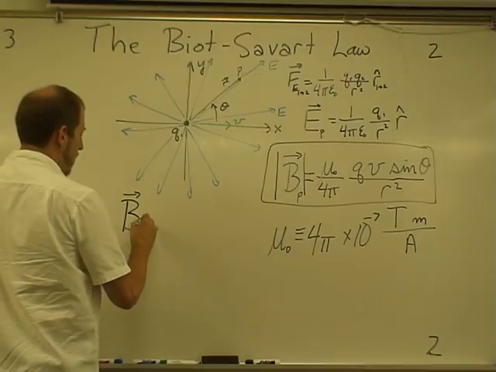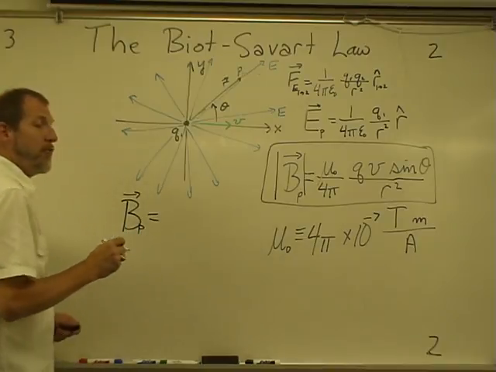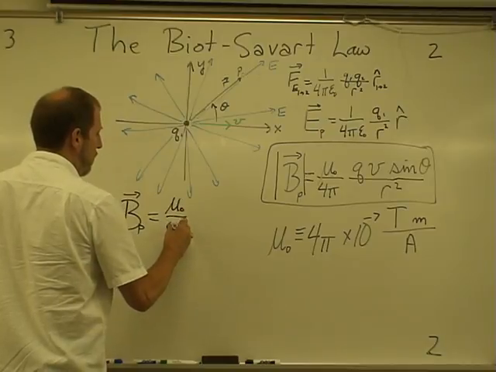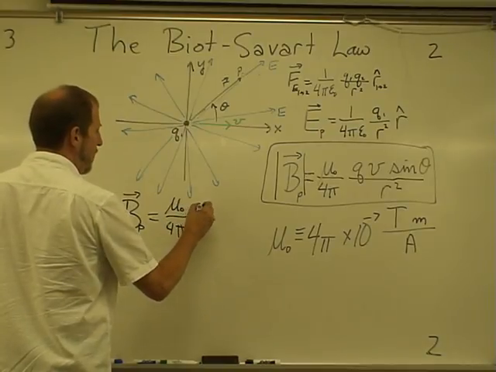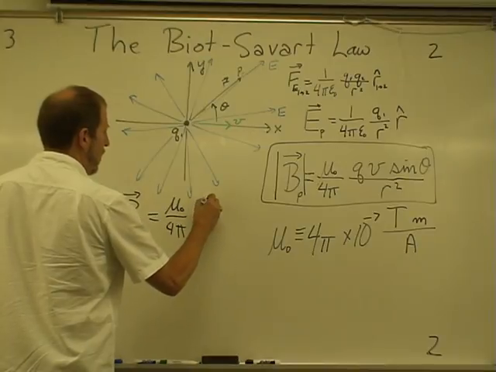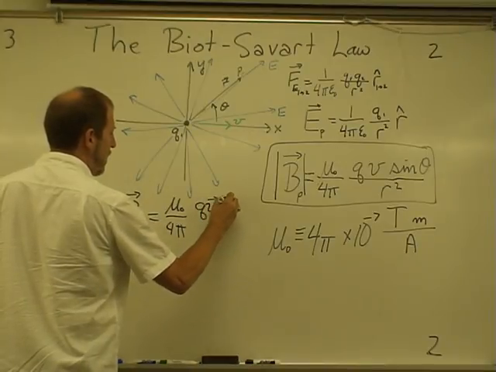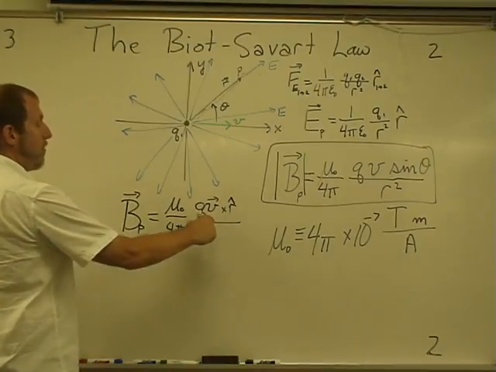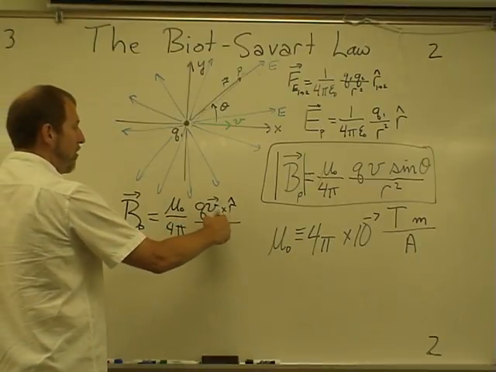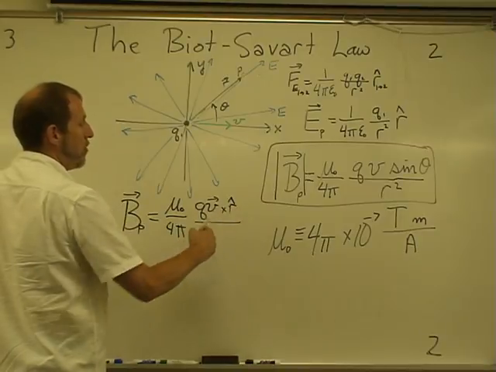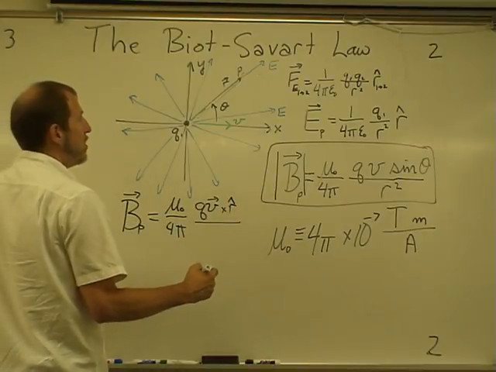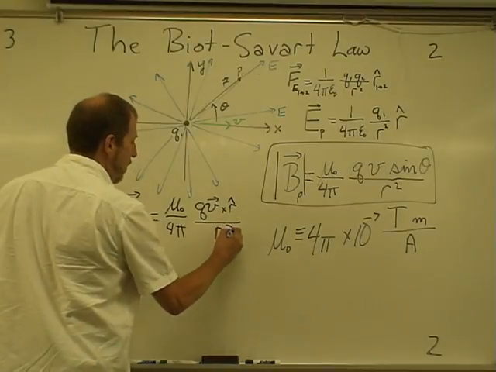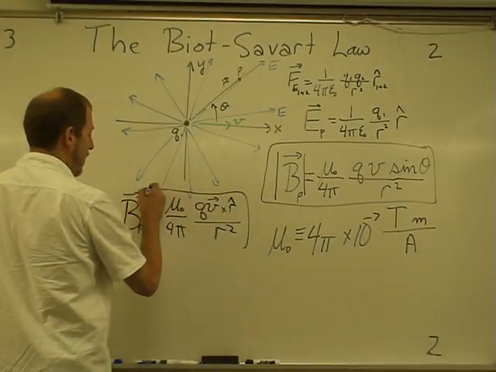if I know that to find the magnetic field, that's equal to mu naught over 4 pi times the charge times the velocity vector, crossed with r hat. Just that part that tells us the direction of r. And then divide that by the distance between them squared.